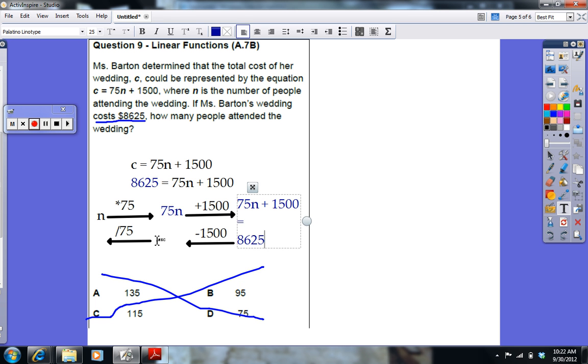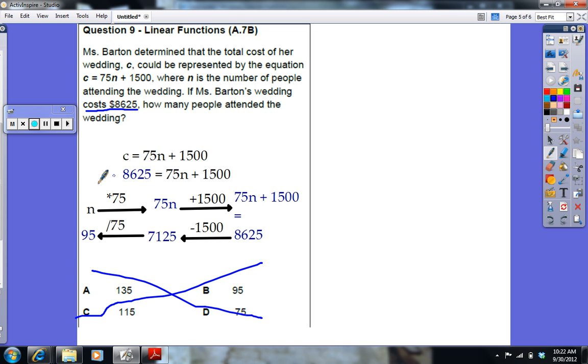8,625 minus 1,500 is going to give me 7,125. And 7,125 divided by 75 is going to give me 95. So n must equal 95. In other words, the number of people who came to this wedding was 95.